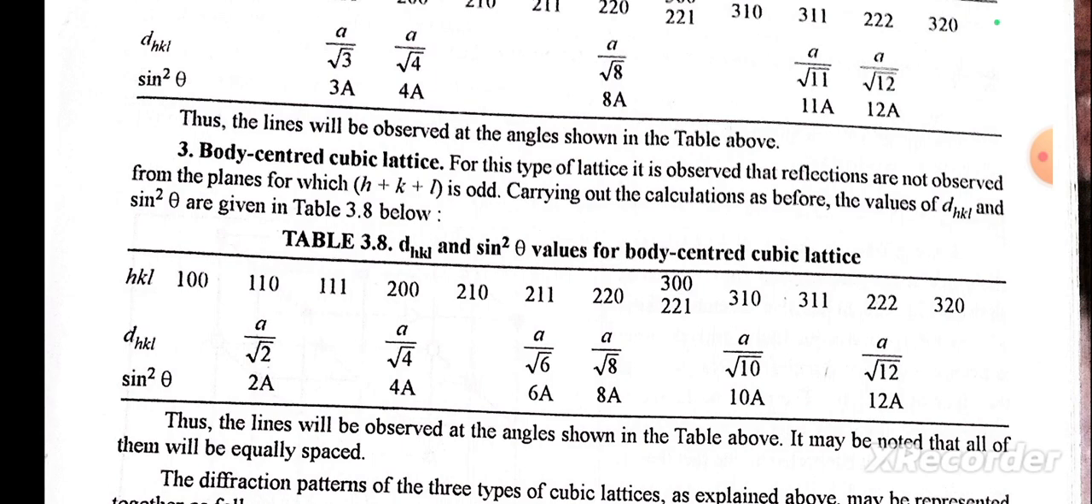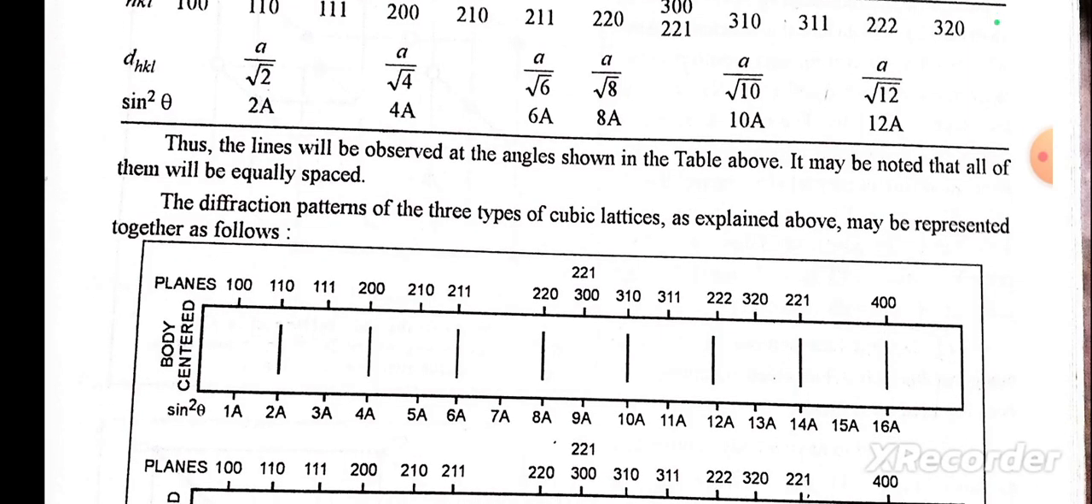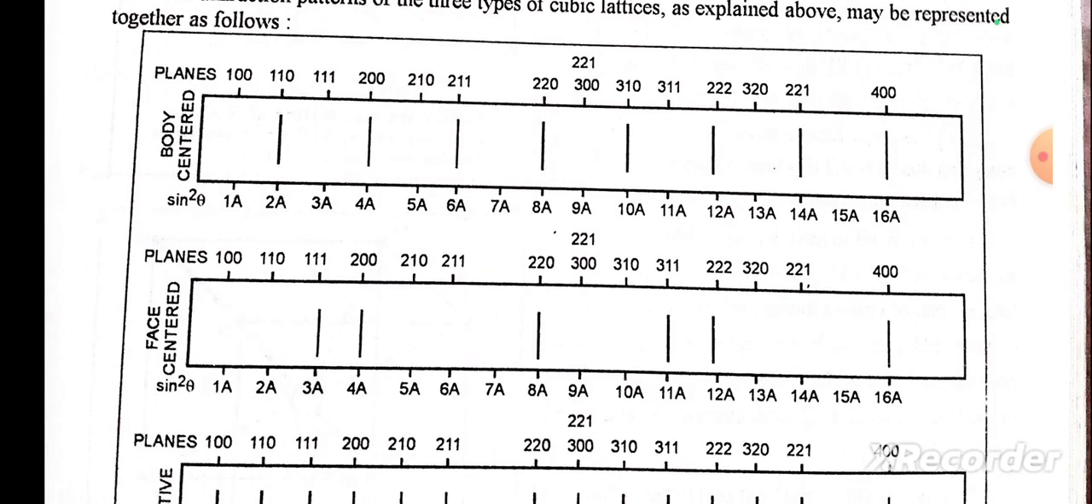Third is the body-centered cubic lattice. For this lattice, it is observed that diffraction is not observed from the planes for which the sum h plus k plus l is odd. Carrying out the calculation as before, the values of d_hkl and sine square theta are given in table 3.8 below. Thus, the lines will be observed at angles shown in the table above. It can be noted that all the lines will be equally spaced. The diffraction patterns of the three types of cubic lattice as explained above may be represented together as follows.